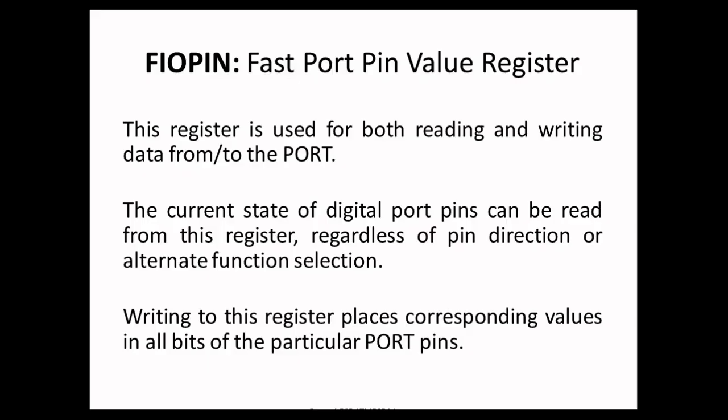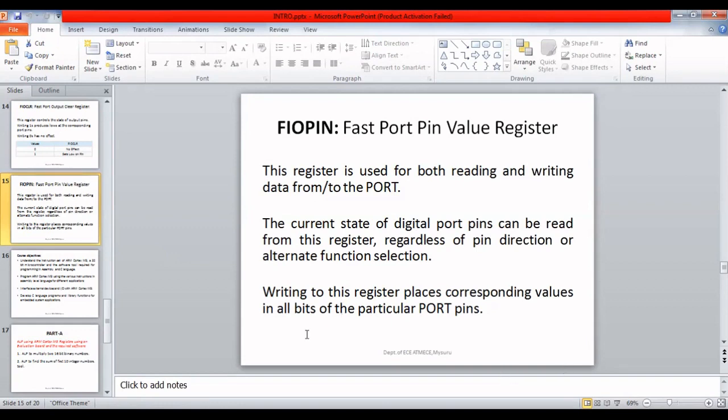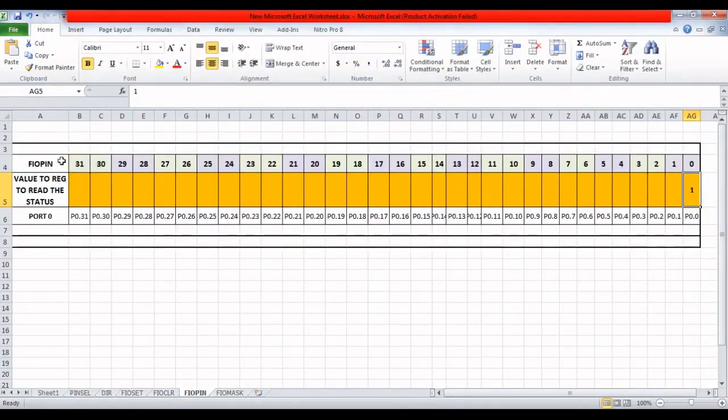The next register is FIO pin, the fast port pin value register. This register is 32 bits wide. It is used both for reading data from the port and writing data to the port. If you are reading data from the port, then the current state of the digital port pin can be read from this register regardless of the pin direction or alternate function selection. Similarly, if you write anything onto this register, it places the corresponding values in all bits of the particular port pin. Let us consider this FIO pin register.